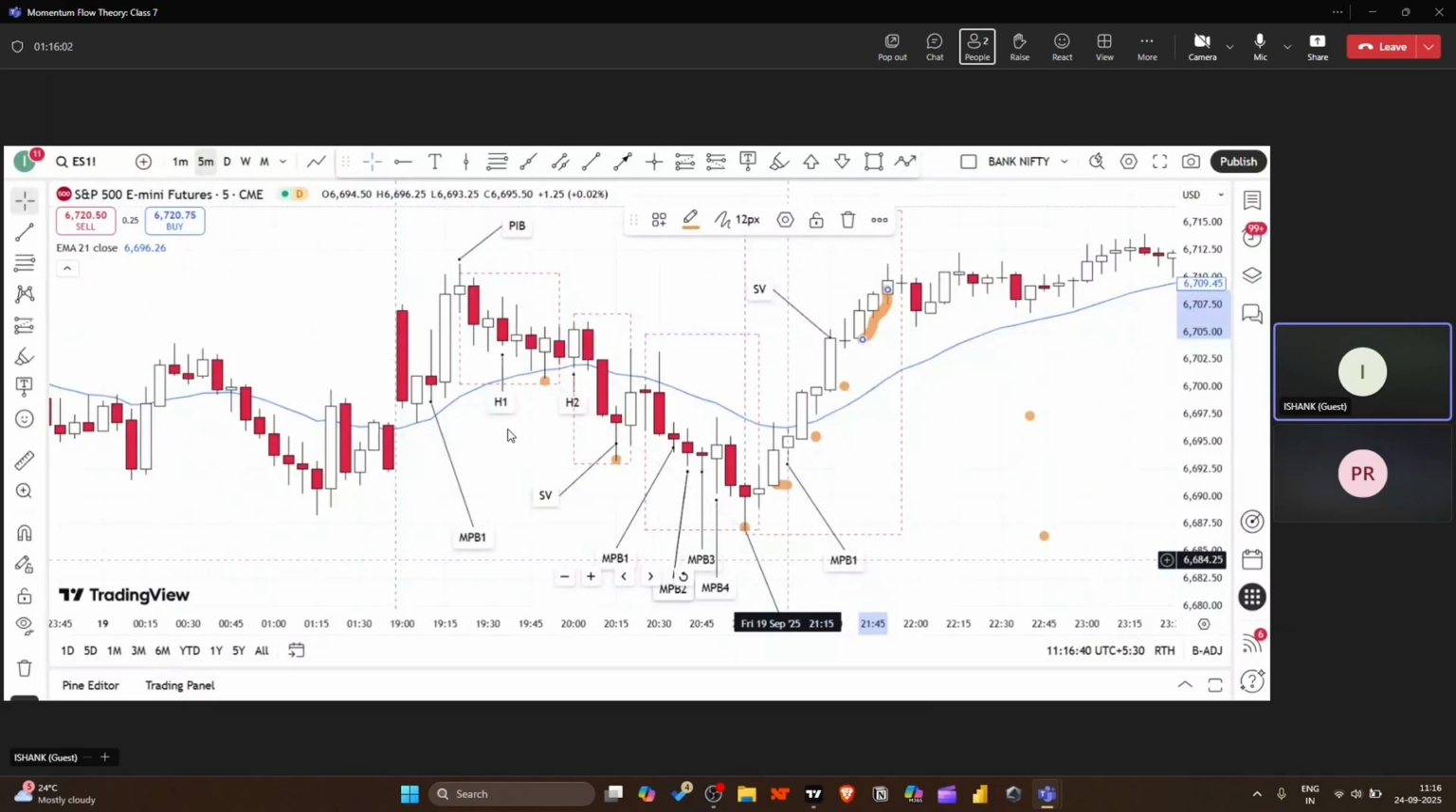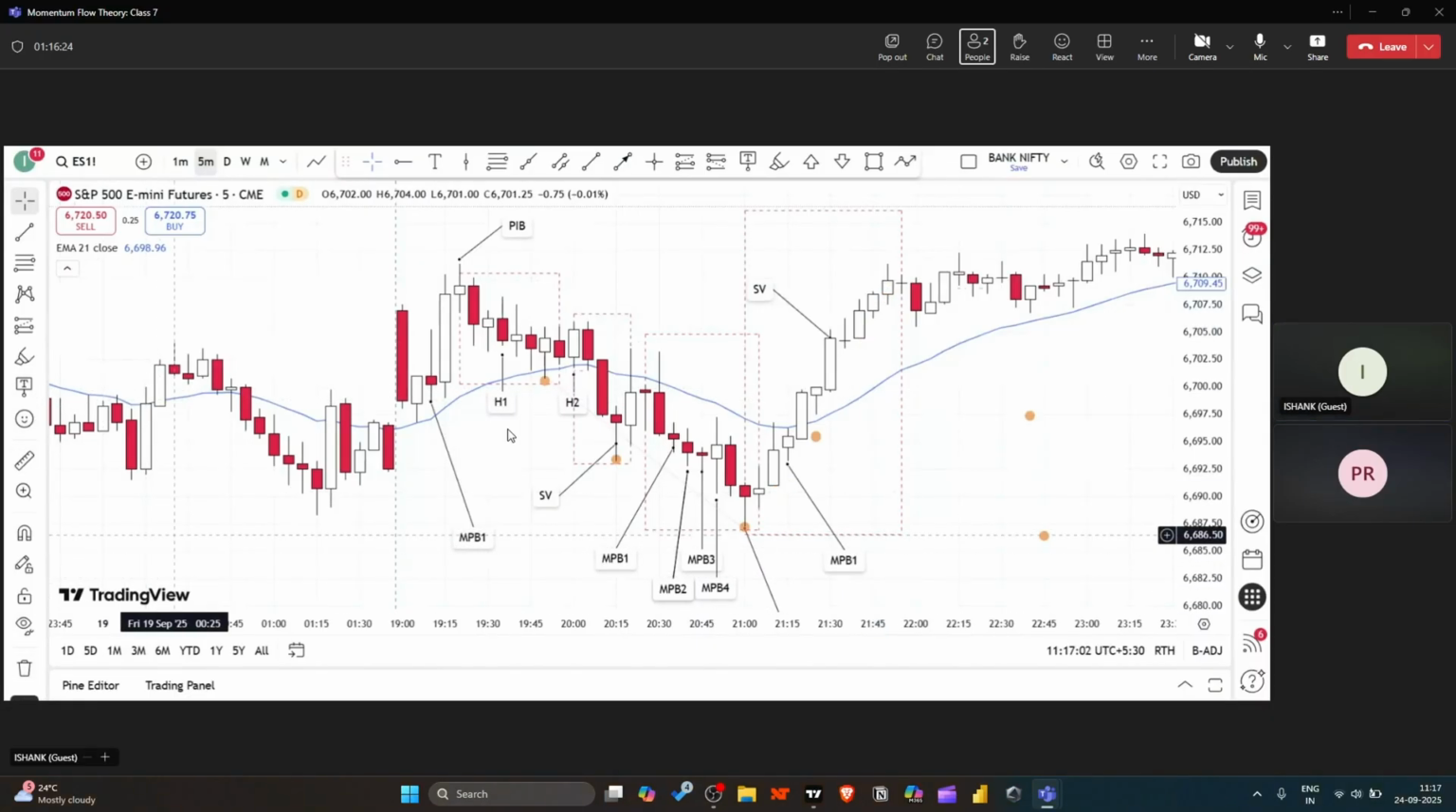This one. Okay, what is confusing you? First mark out. Okay, let's. I said this is MPB1, which you have marked correct. Now mark out MPB2, MPB3, so that it will be easier for me to explain.